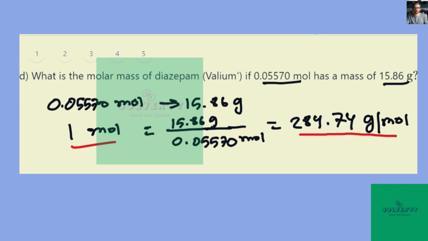Since it's the mass of 1 mole of this compound, that means this is the molar mass of this compound.